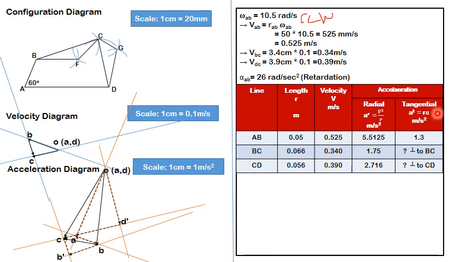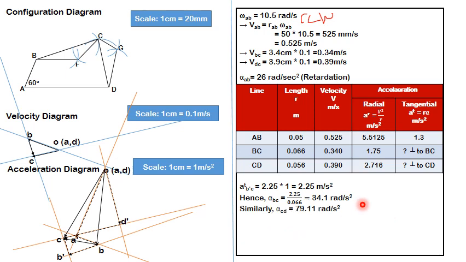AT is known, alpha can be calculated as AT upon R. So B dash C length, if you measure, it is 2.25 centimeter. When you convert it to actual scale, it comes as 2.25 meter per second square. So that is the value which should come here. And if you divide it by R, you will get the alpha. So alpha BC I am getting it as 34.1 radians per second square. Similarly, you try alpha CD, it will come as 79.11 radians per second square.